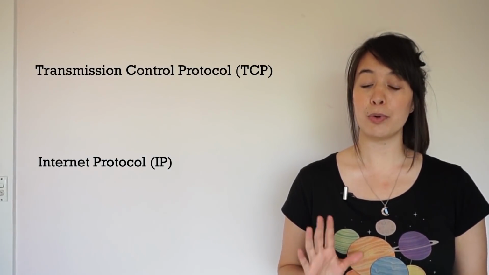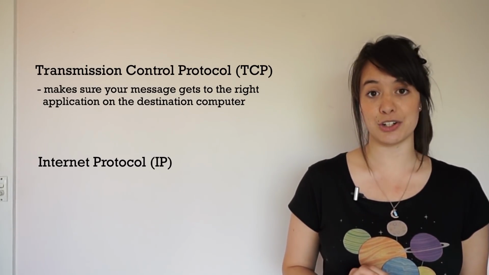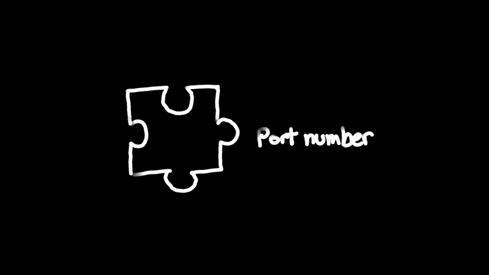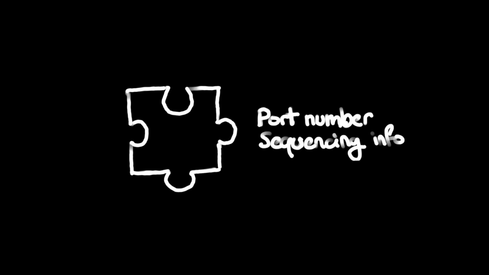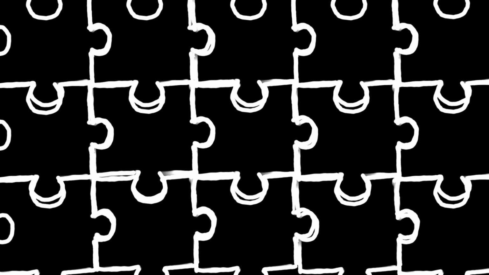The transmission control protocol's job is to make sure that your message gets to the right application on the destination computer. If you were sending an email, it would make sure that it ended up in whatever email app you use. Most of the time, the message you want to send is too big to be sent all at once. So the transmission control protocol breaks the message up into fragments called packets. It assigns each packet two pieces of information: a port number, which tells it which application it needs to go to on the destination computer, and the information of where it belongs relative to all the other packets, so the message can be reassembled when it reaches its destination.